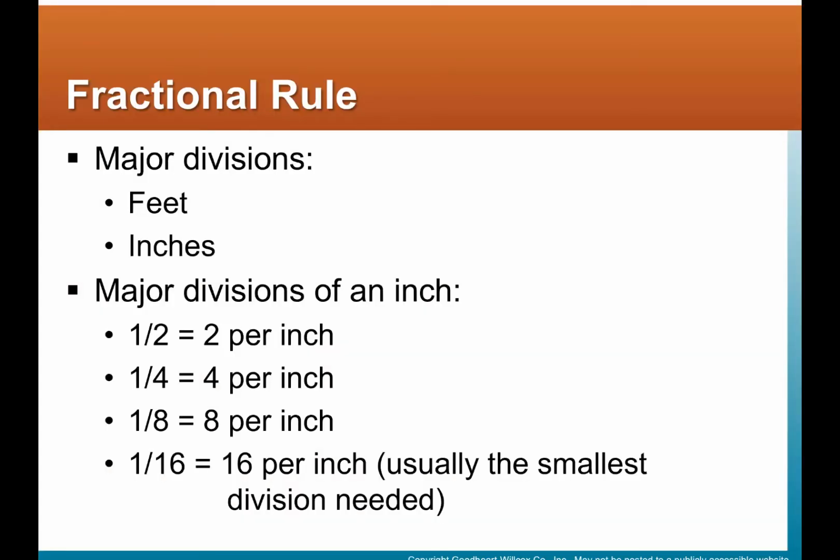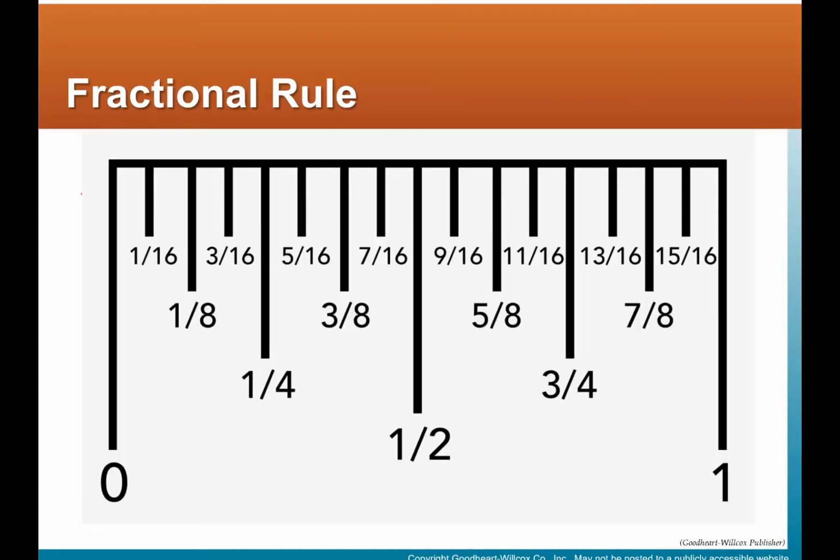So in our fractional ruler, there are some major divisions, both feet and inches. And there are major divisions of each inch. There's a half inch, a quarter inch, an eighth inch, and a 16th. So here you can see those divisions labeled. And additionally, here's a short video on reading that fractional ruler.